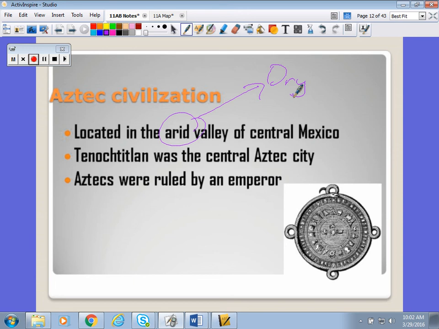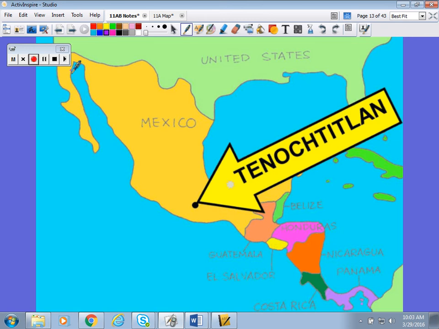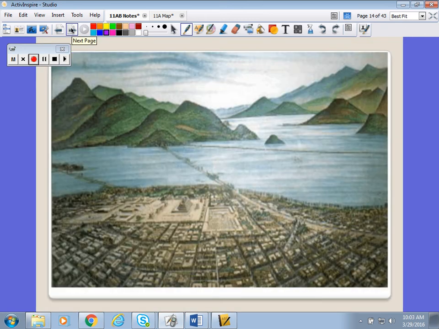Tenochtitlan is the central Aztec city. I've heard it pronounced other ways. Just know that I'm not always the best. And the Aztecs are not individual city-states like the Mayans. They're one giant empire ruled by an emperor. If we remember, an empire is when one civilization will conquer other ones and will rule them from above. So we've got the emperor. Again, Tenochtitlan is a little farther up into Mexico.